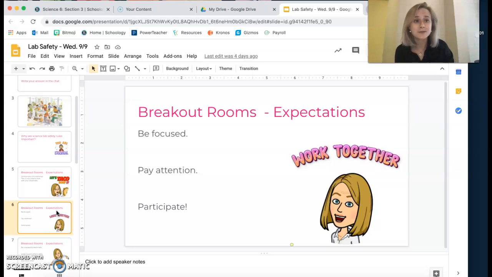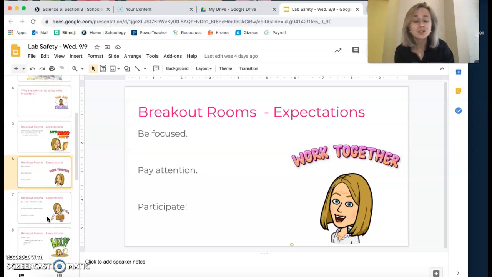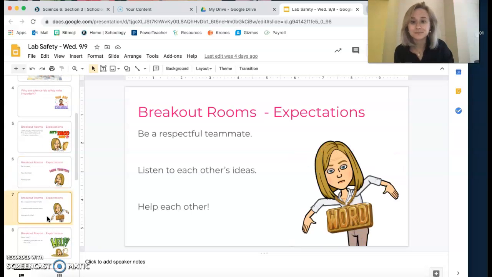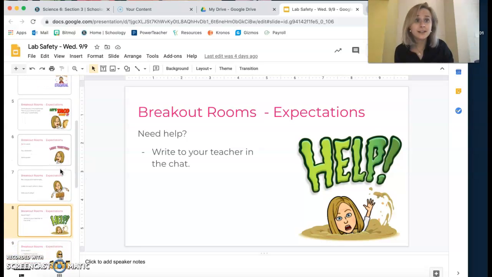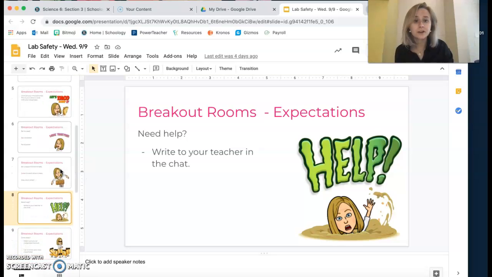Your teacher will be bouncing around to the different classes to hear what you guys are saying. Make sure you're respectful. Make sure you listen to each other's ideas, words, and thoughts, and encourage everyone to share. And help each other out. If someone has a question, you can help them. And if you need help while we're in a breakout room, you can write to your teacher in the chat, or you can go back to the main session and ask me that way.